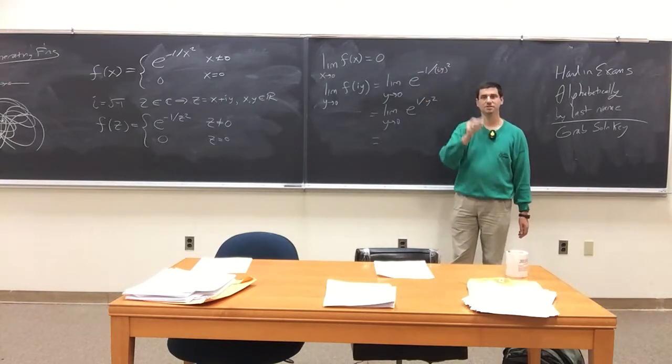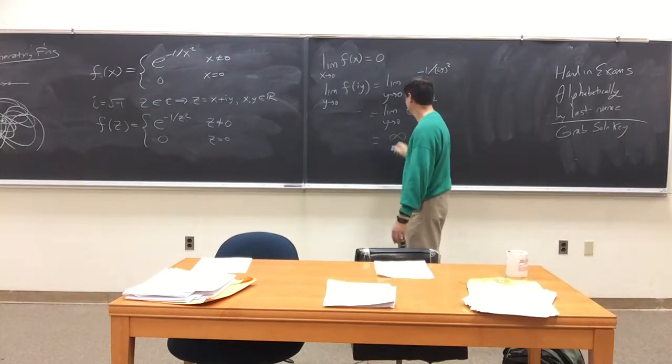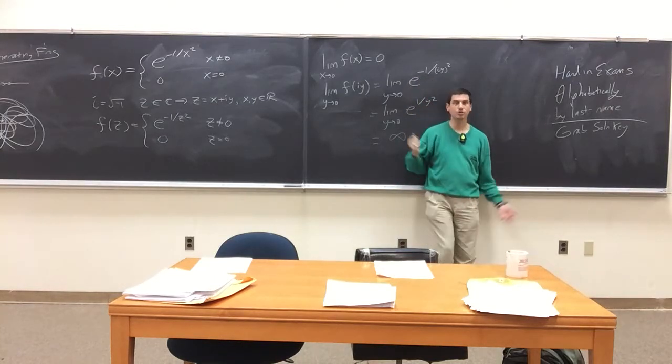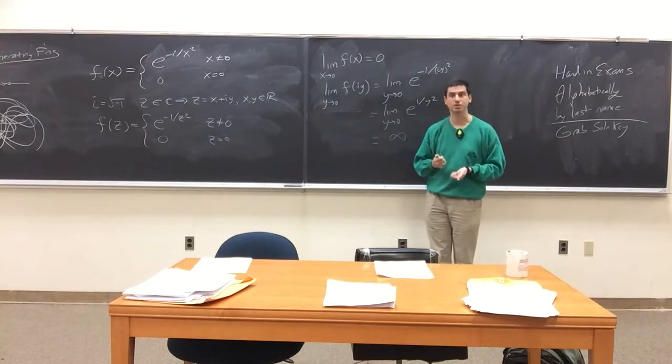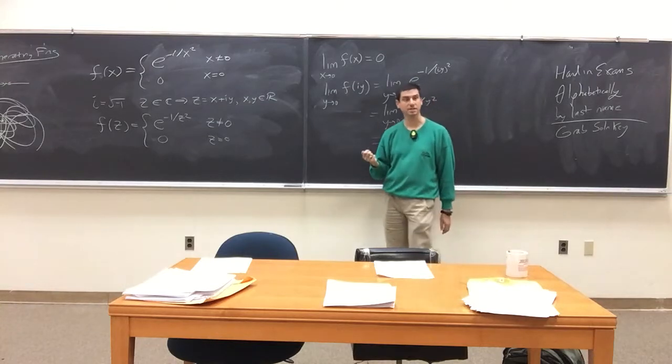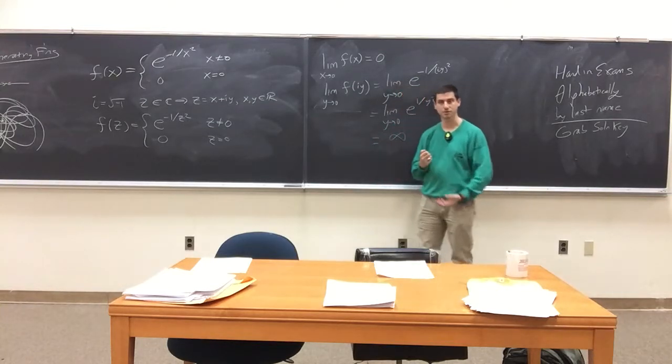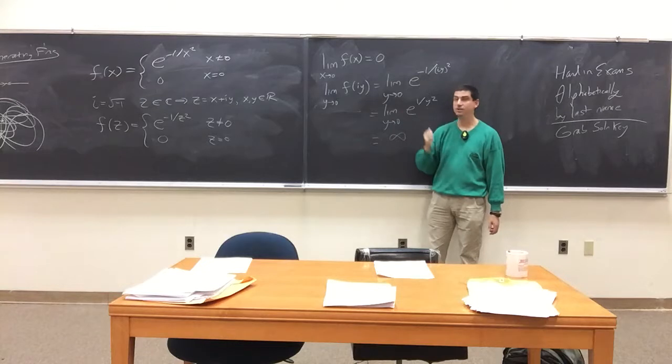What's it going to, yes? It equals infinity. So this shows that this function, which was really nice, I mean, it was infinitely differentiable, it had extremely rapid decay at the origin. But when you look at it as a complex analytic function, or as a complex valued function, it actually isn't even continuous at the origin.